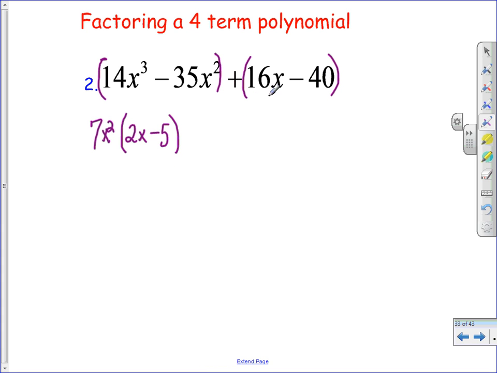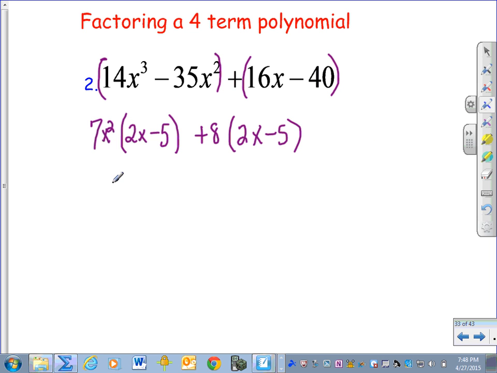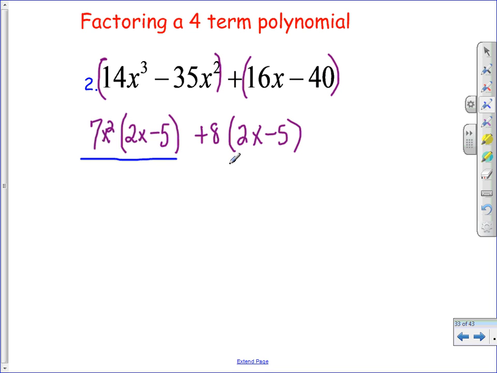I'm going to factor my second pair's group. 16x minus 40, the greatest common factor is 8. And that leaves me 2x minus 5. So now I have this term plus this term. And the greatest common factor of those two terms is 2x minus 5. And if I factor that out, that leaves me 7x squared plus 8.